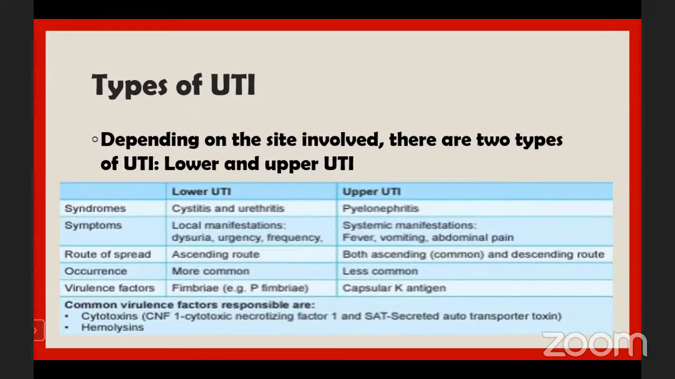Route of spread of lower urinary tract infection is the ascending route, and in upper urinary tract infection, both ascending and descending routes are common. Lower urinary tract infection is more common and upper urinary tract infection is less common. The virulence factor of lower urinary tract infection is fimbriae, and the virulence factor of upper urinary tract infection is capsular K antigen.